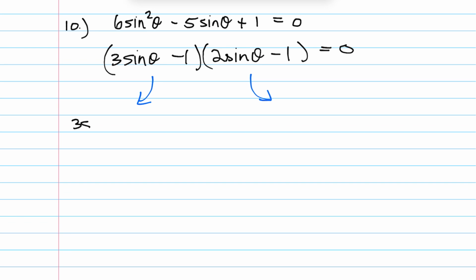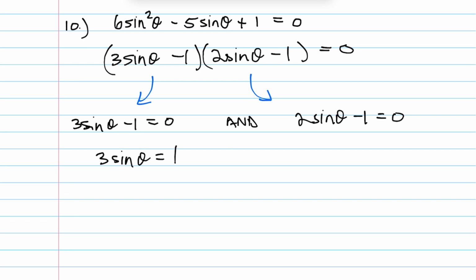We'll say 3 sine theta minus 1 equal to 0, and 2 sine theta minus 1 equal to 0. For this one, I'll probably have to use a calculator because I don't know what shift sine, or inverse sine, of a third is. I do, however, know what inverse sine of a half is. So that's a bit easier. I think we can start with that one first.